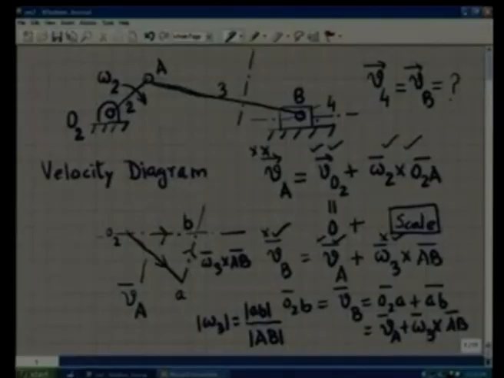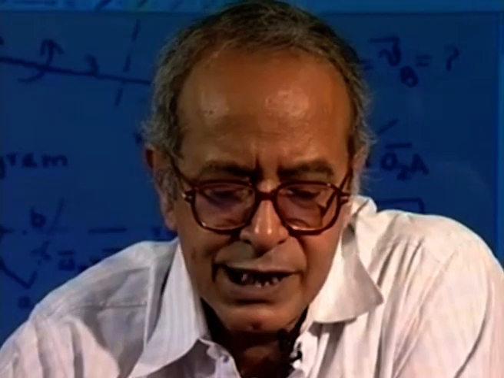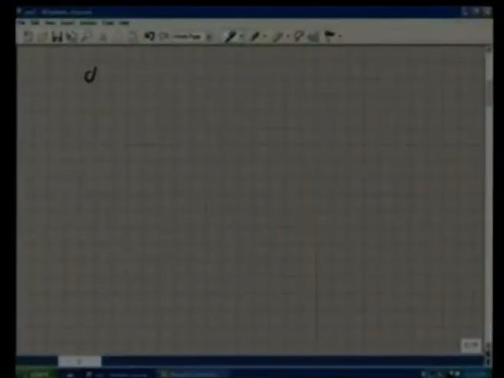According to this diagram, the difference of the velocity of the point B and A is in this direction, in the upward direction, which means the angular velocity omega 3 must be counterclockwise. So we have determined both the direction and the magnitude of the angular velocity of link 3, that is the connecting rod. At this stage, we can start the acceleration analysis. For that, suppose we also give alpha 2. Let me draw the diagram again.